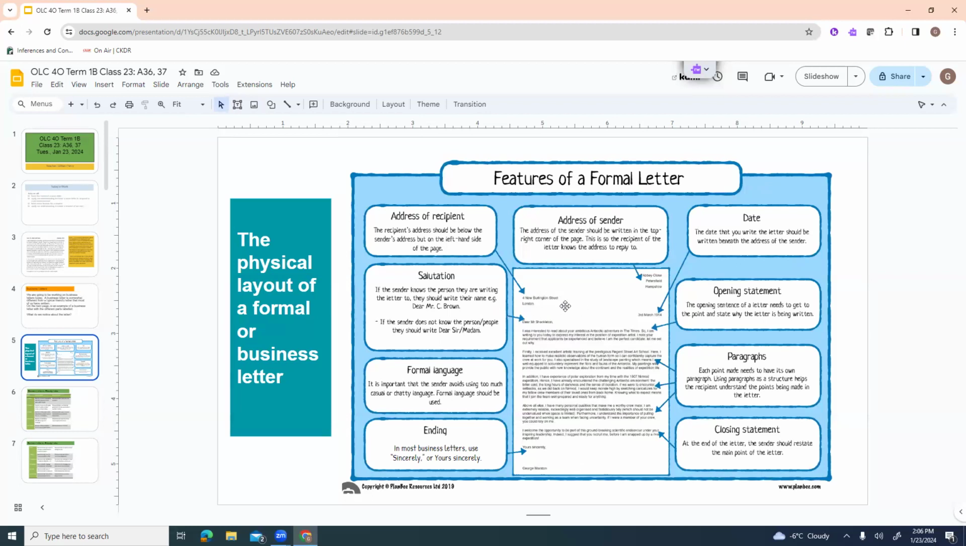Then you would put the date. Some people will hang on to resumes for a certain year and then they'll throw them out. So that's important to put on there. Salutation is just the greeting. Dear Mr. C. Brown, for example. If you have no idea who is receiving this, like there's no information in the job ad, you can just put Dear Sir or Madam.